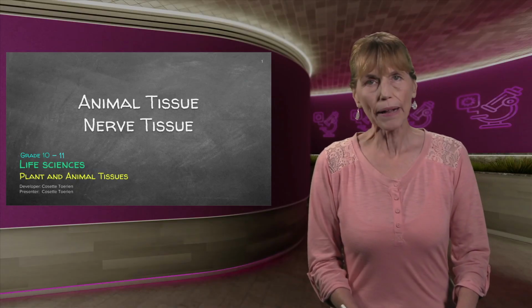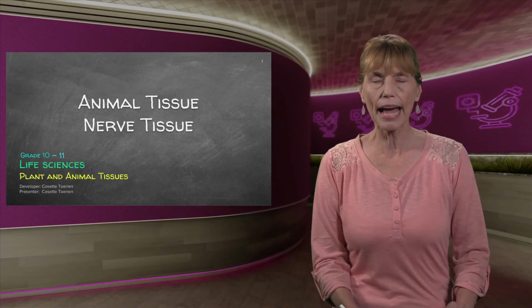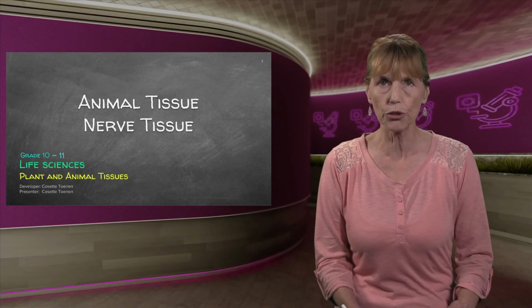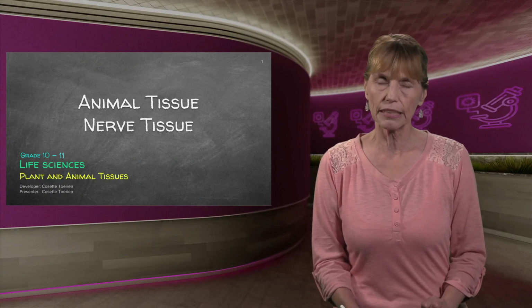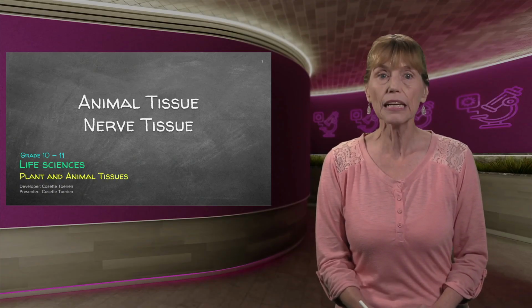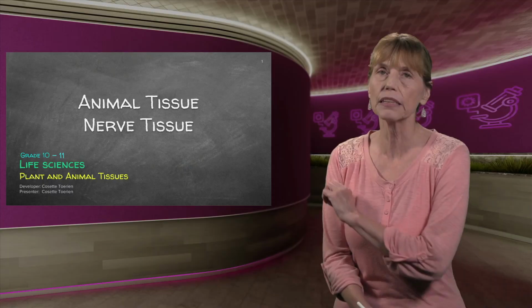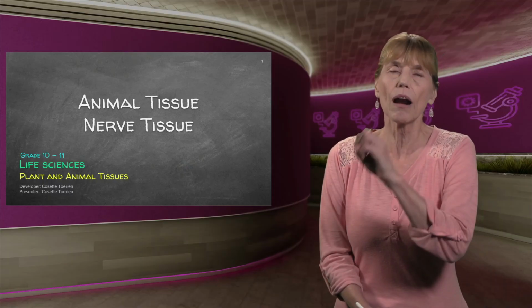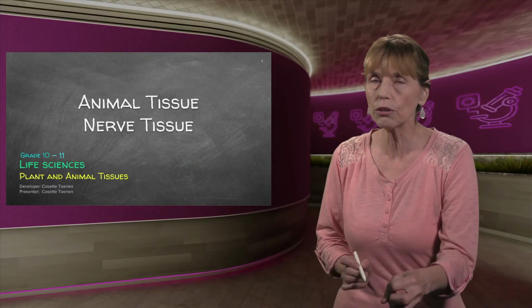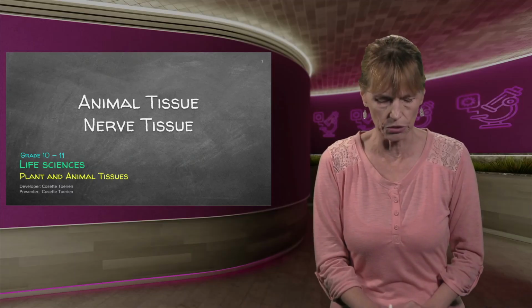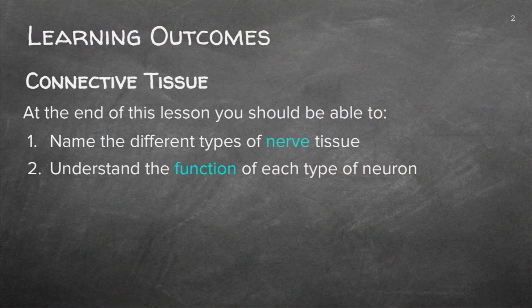Hi guys, welcome to the last of the animal tissues that we need to do, and that is part of the grade 10 work you need to do. And this is the nerve tissue, the one that sends all the instructions around the body telling us how to use the rest of our tissues. Okay, we have to know the different types of the nerve tissue and the functions.